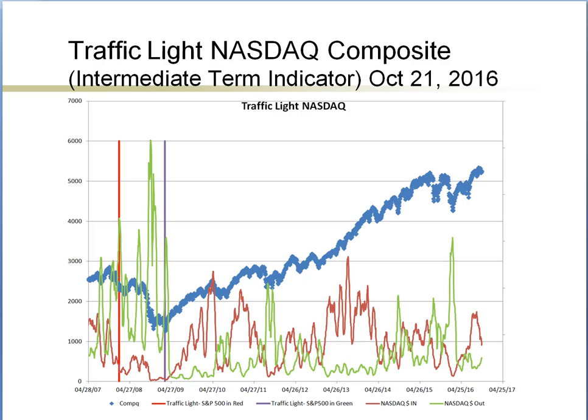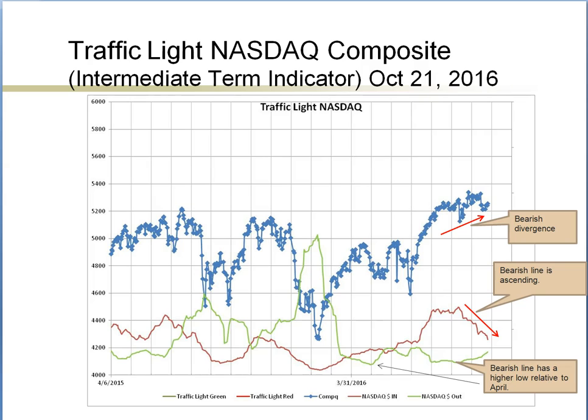Here's a slide on the traffic light NASDAQ Composite based on October 21st data. This gives you a long-term view of where we are, and we did make the previous maximum point for the green line, pretty high as in 2008, and the red line continued to descend, the green line continued to ascend.